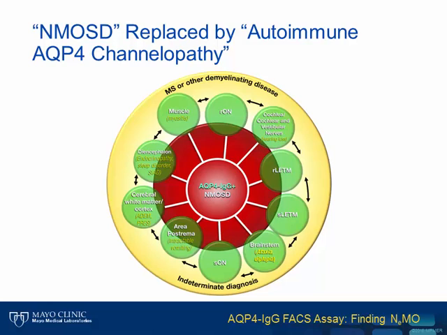Similarly, patients can have just relapsing LETM or a single episode of LETM, or they could have intractable nausea and vomiting, evidence of an area postrema involvement. Either way, these patients would fulfill the criteria for NMO spectrum disorder with AQP4 antibodies.